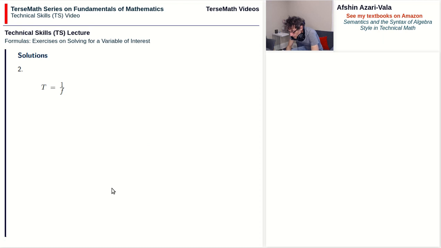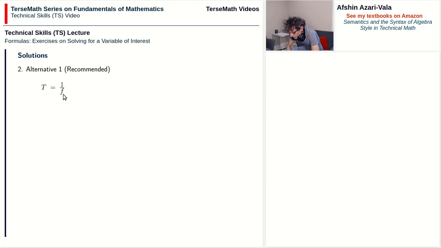Problem number 2. T is equal to 1 over f, and we want to solve this for f. And so alternative 1, which is recommended, is we'll take division by f here and turn it into multiplication on the left side. Now again, before you move factors diagonally, you have to make sure that you only have one term. So here we do have one term, and now we see one factor on the top in the dividend and one factor down here in the divisor.